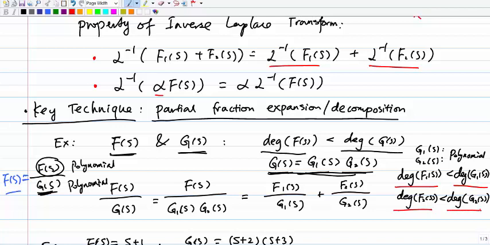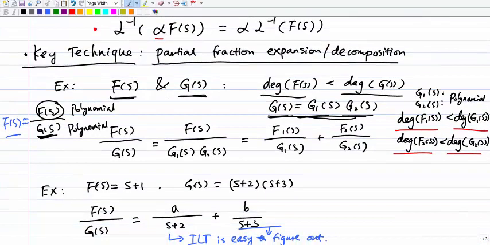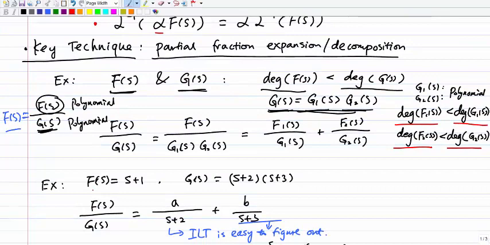This is the main idea of what the partial fraction decomposition says. So you can decouple in this way. Now let's talk about an example. Let's say I have F(s) = s + 1 and G(s) = (s + 1)(s + 2)(s + 3).